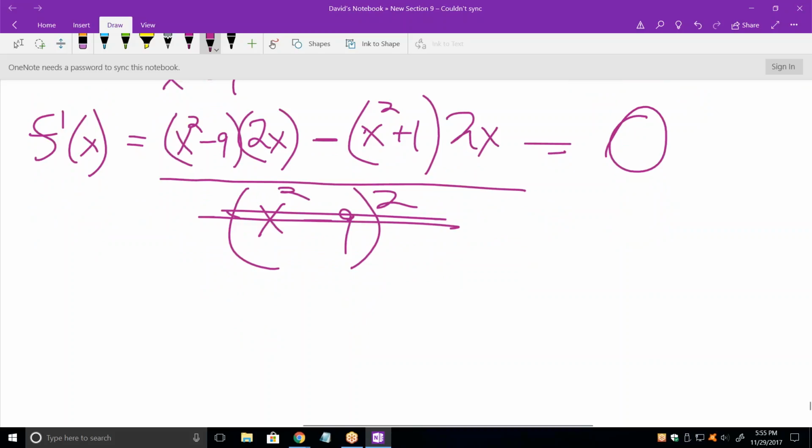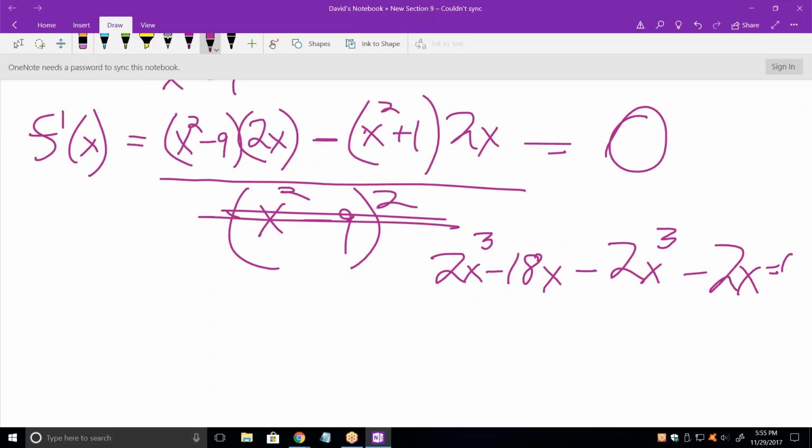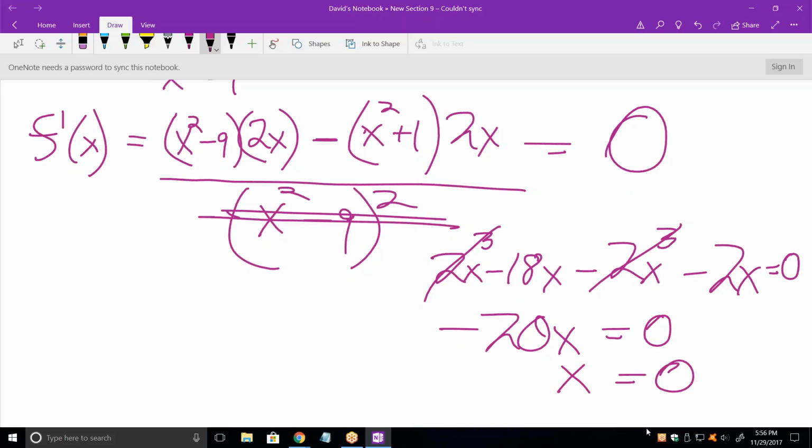What do we got here? We got 2x cubed minus 18x minus 2x cubed minus 2x. The 2x cubes cancel, and I get minus 20x equals 0. x is 0.